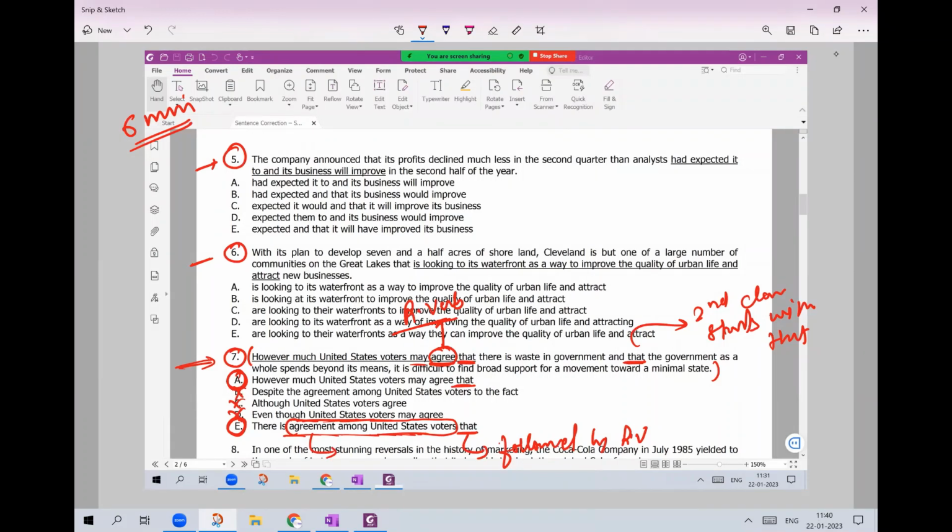What could be the third reasoning of this? For the third reasoning, you will have to read the entire sentence. It says, however much United States voters may agree that there is a waste in government and that government as a whole, it is difficult to find a broad support. Now imagine, voters are agreeing also and they are finding it difficult to support also. Don't you feel there is a contrast in the statement? When you say, Rahul is a good guy and he is a naughty guy, do you feel this is the right sentence?